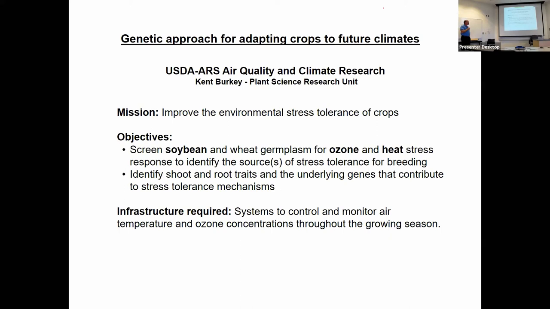One of the challenges for doing ozone and heat stress is that you need to have some very specialized infrastructure in order to do those kinds of experiments. So that's one of the things I'll feature today in terms of what we're doing.